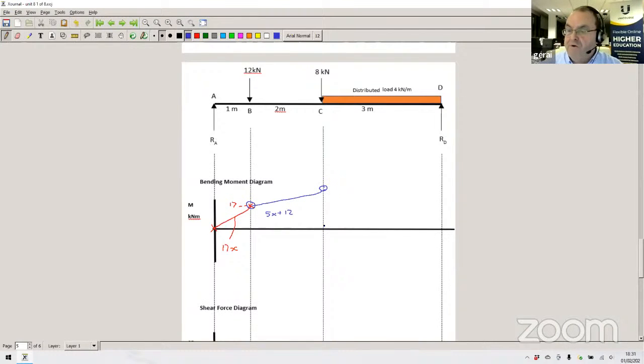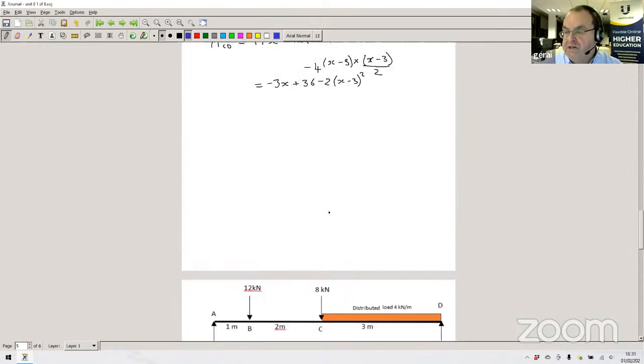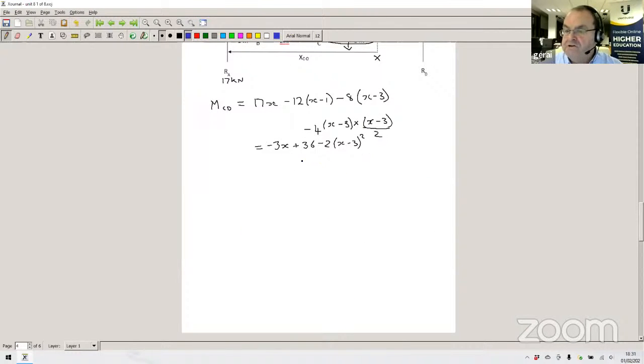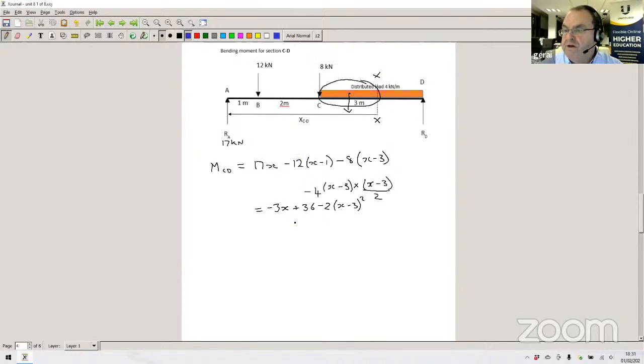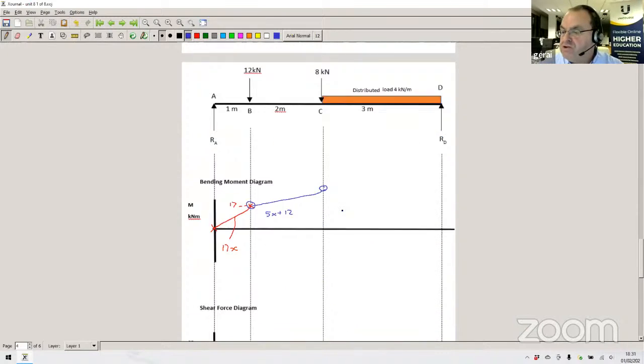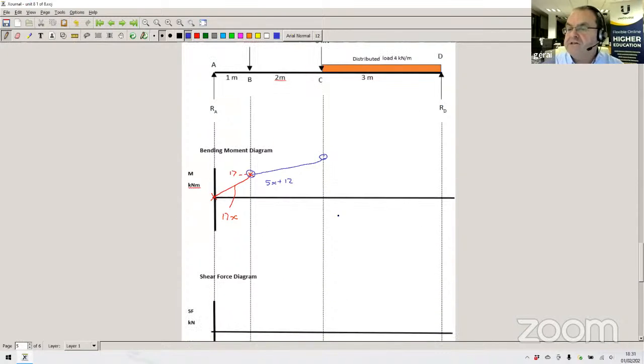The last bit is to put our final section in, section C to D. Now the expression is a bit more complex. You've got to put values of x in between 3 meters and the second one at 6 meters. But it's not a straight line in this case. If we put our value of x as 3 meters, you'll find again you come out at 27. So when x is equal to 3 meters, M will be equal to 27. Now, if we put x equal to 6 meters, what we should find is that the bending moment will be 0. So that'll give us that point there.